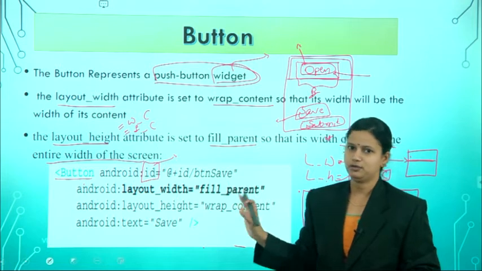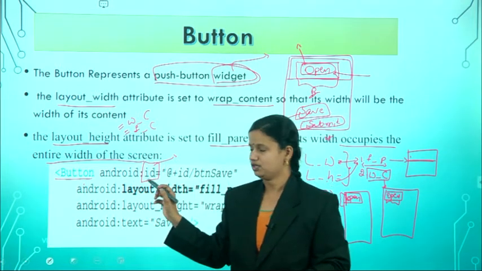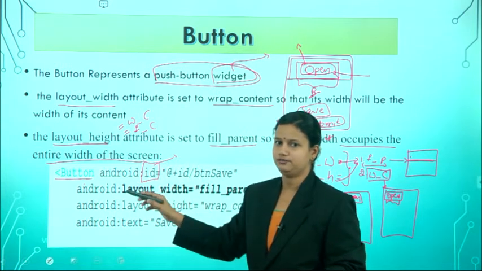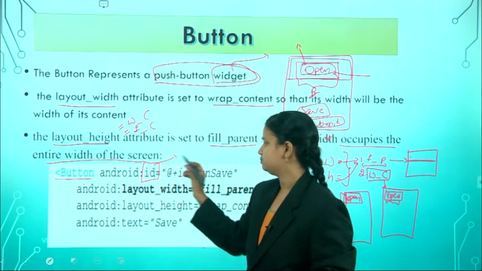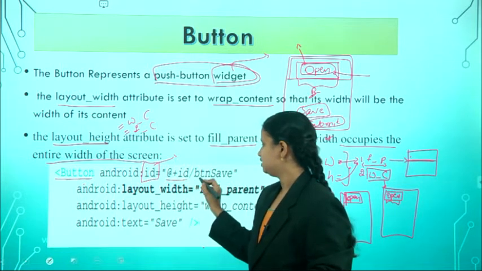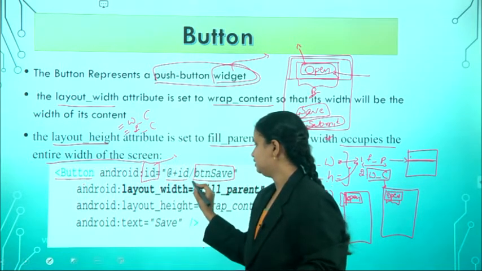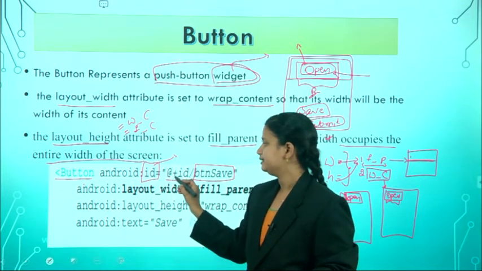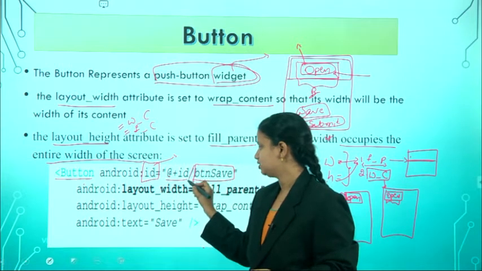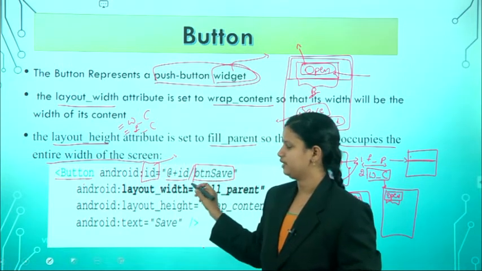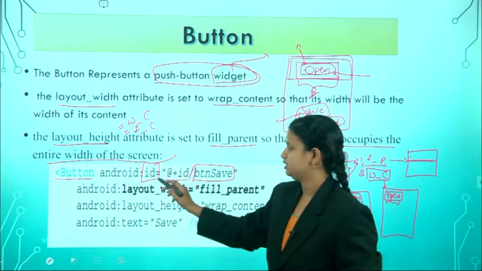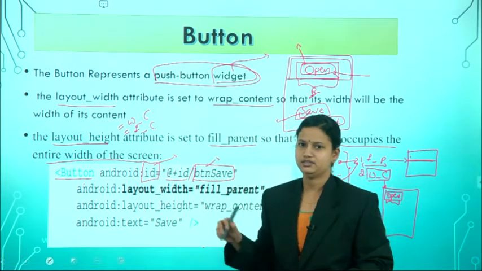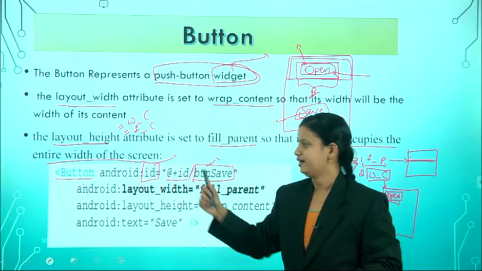Each and every view has an ID. What is the meaning? We have to identify it uniquely. So for this we specify the ID. The ID of this one is btn save. The ID always starts with the keyword @+id/. What name do I want to specify? The ID value I want to specify is btn save. Btn save is specified for the ID property.